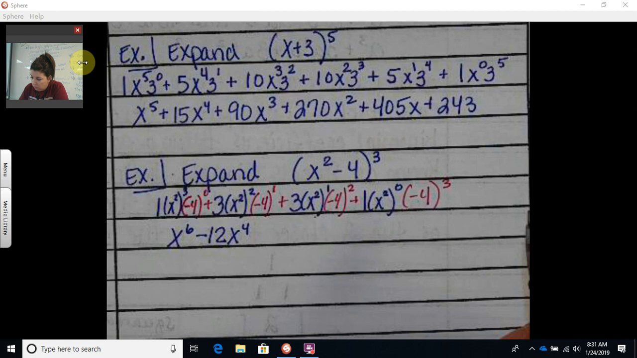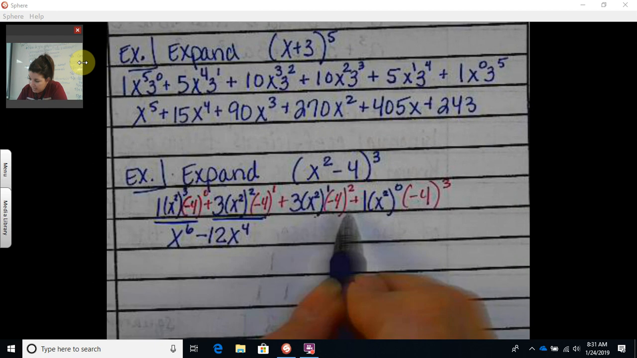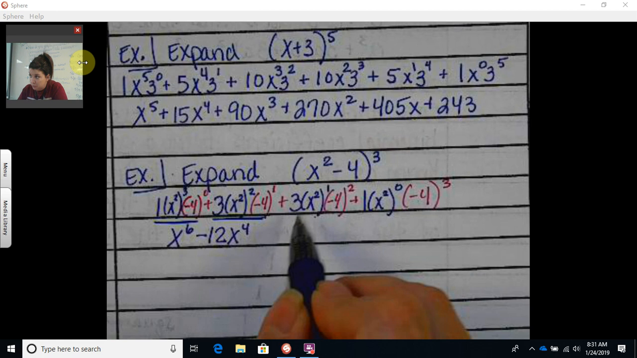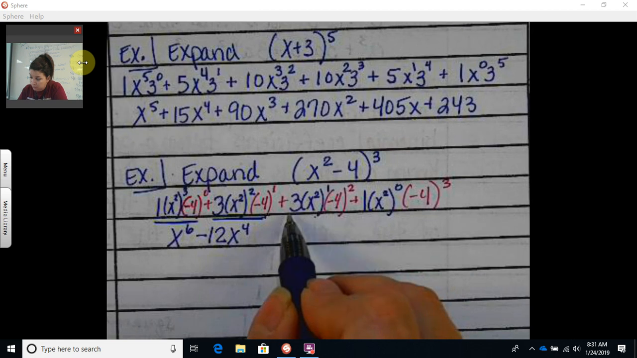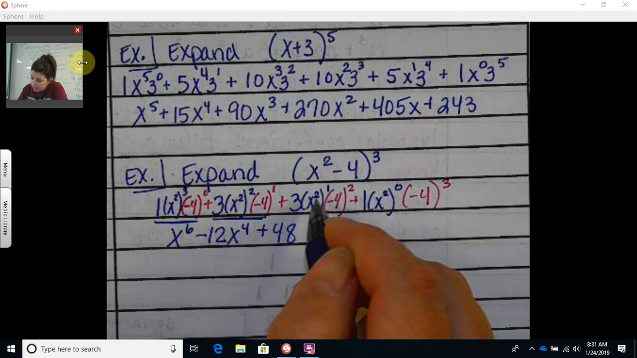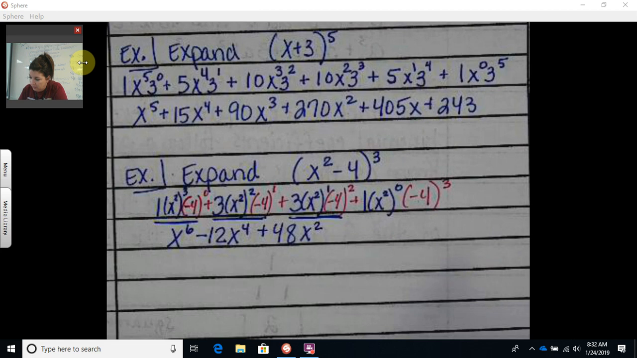Second term over here. What's negative 4 quantity squared? 16 times, and it's positive, right? Times positive 3 is plus 48. X squared raised to the first power? X squared. So we've got this third term taken care of.